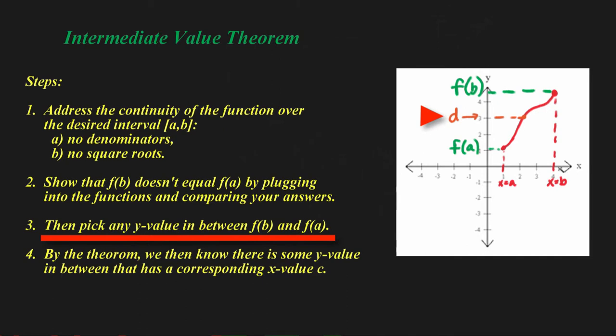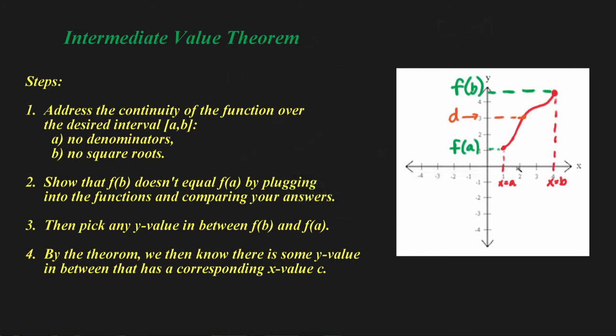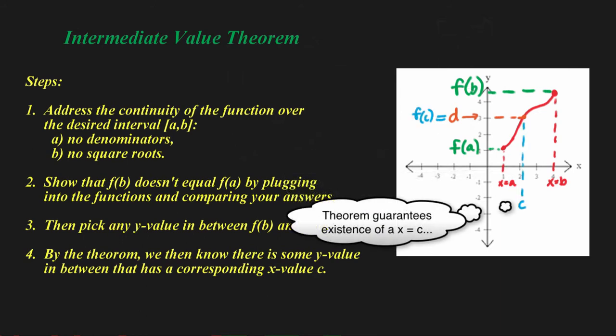And what that tells me is because the function is continuous and they don't equal each other, there has to be some corresponding x value here to that y value of 3. It is completely arbitrary what value of d that you choose, as long as it's in between these two endpoints. And then you could set your function equal to that d to find out what c we're talking about. But what the theorem says is that if you pick a value in between f of b and f of a, there has to be some c value that's going to be in between a and b that corresponds to d.